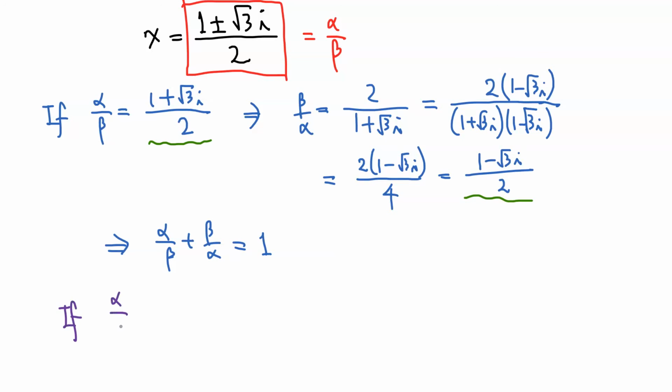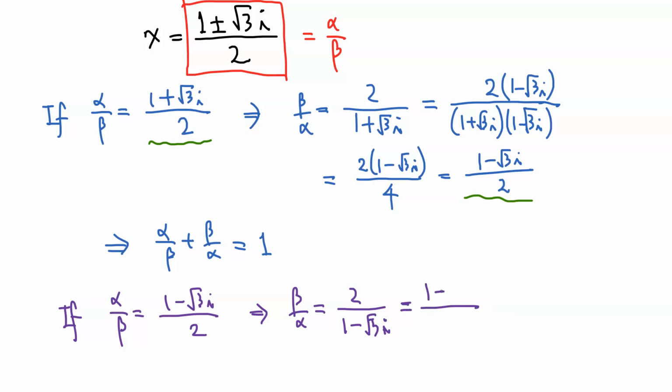And if we take a minus sign, then beta over alpha becomes the reciprocal of that number, and this becomes (1 plus square root of 3 i) over 2. So in this case, we also have alpha over beta plus beta over alpha equals 1.